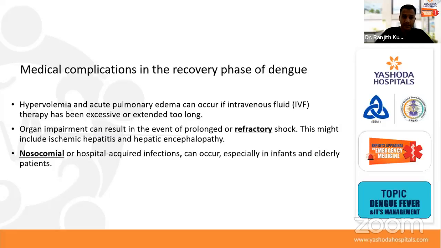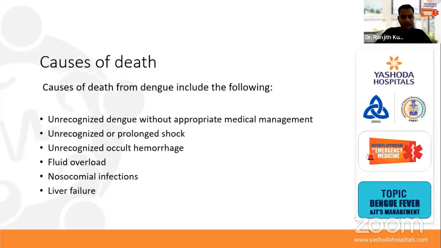The complications that are noted during this phase are usually because of the excess fluids that people have received during the preceding 2 phases, or organ impairment can occur in the event of a prolonged refractory shock, which can ultimately lead to ischemic hepatitis or hepatic encephalopathy. People who are hospitalized are prone to nosocomial infections, and more so infants and elderly patients.